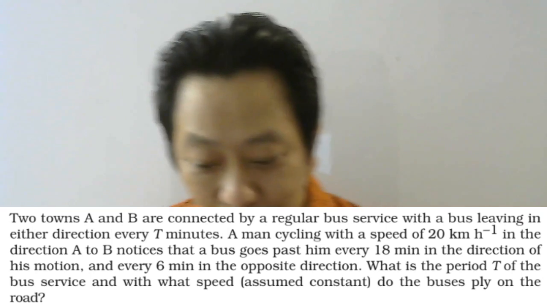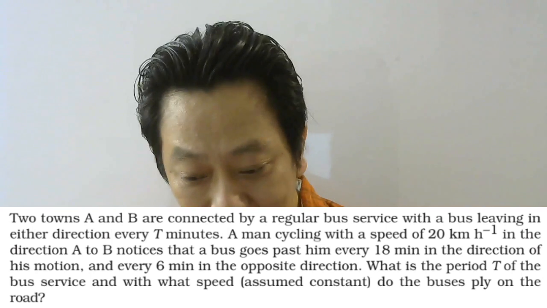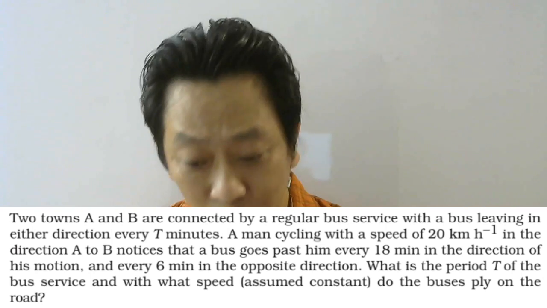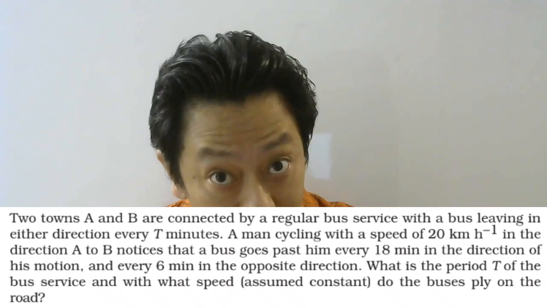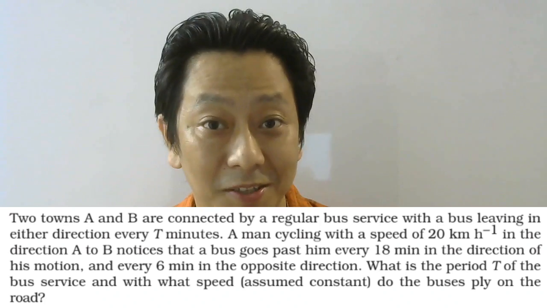The question says two towns A and B are connected by a regular bus service with a bus leaving in either direction every T minutes. That means there are two towns A and B. Buses are moving from A to B and buses are also moving from B to A, right? And there is a gap of T minutes between buses, meaning first bus starts from town A, then after T minutes another bus will start from town A, after T minutes another bus will start. So that's what it means.